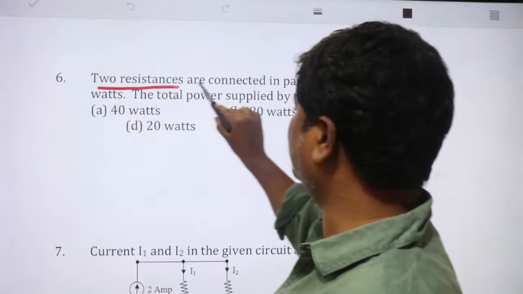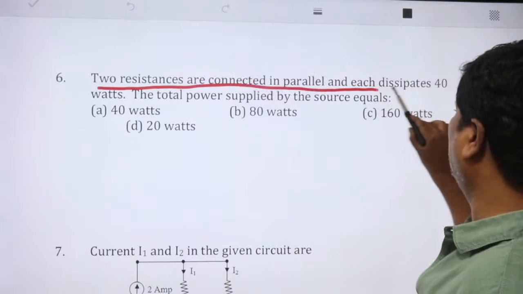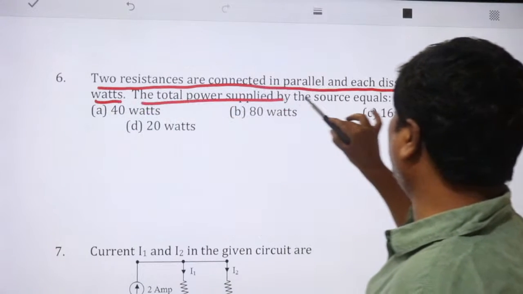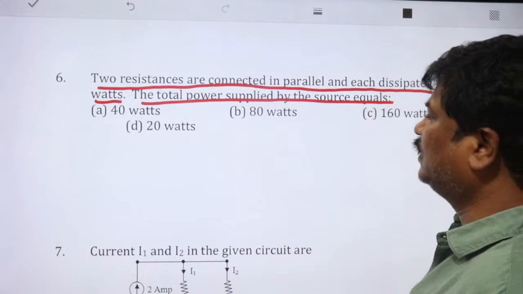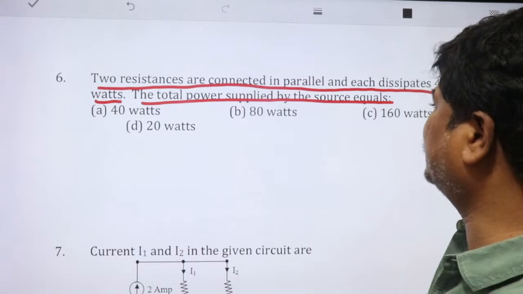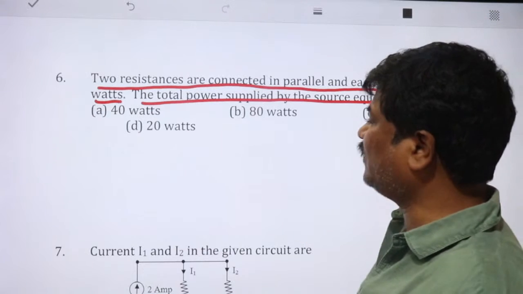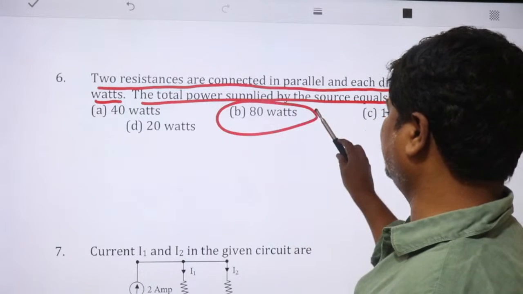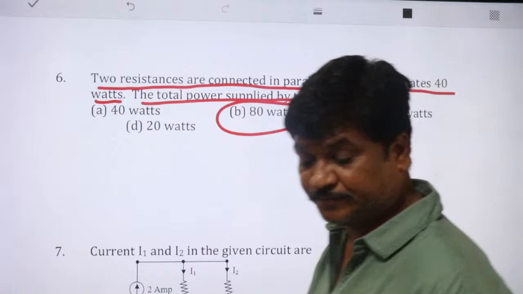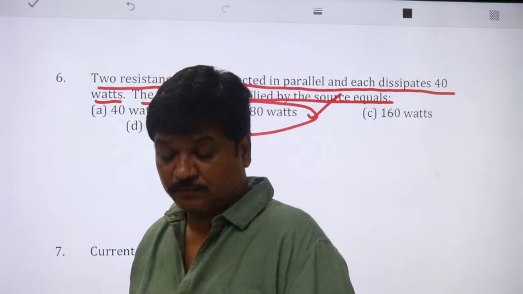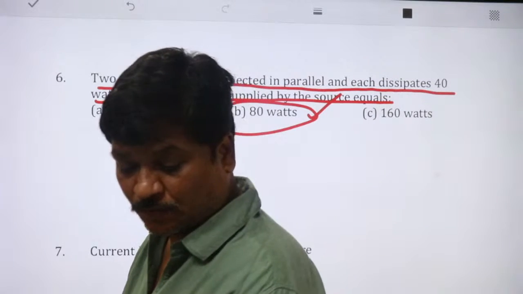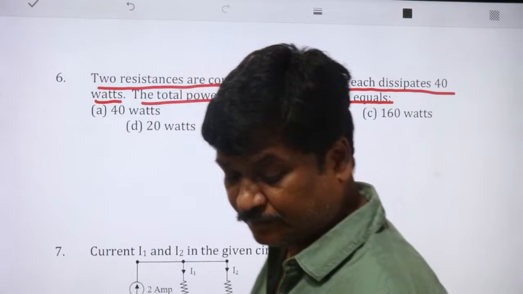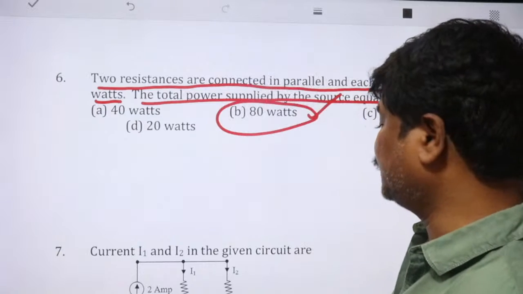Two resistors are connected in parallel and each dissipates 40 watts. The total power supplied by the source is equal to what? The total power is P1 plus P2, 80 watts. What is the answer for this? 80 watts is the answer. Next.